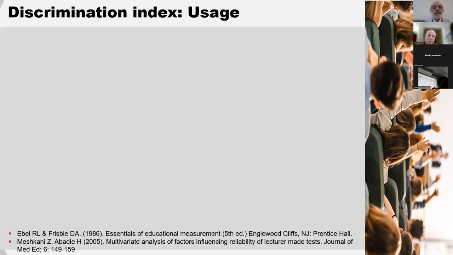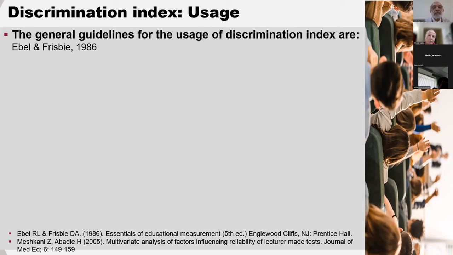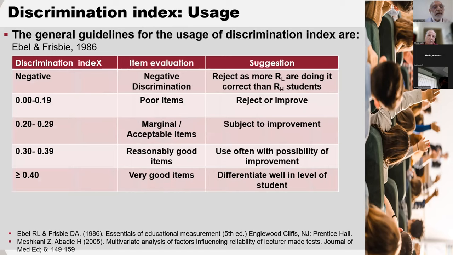So how to use the discrimination index? The general guidelines: if the discrimination index is negative, that item should not be used, it should be rejected, as more lower group students than higher group students are answering correctly. If it is up to 0.19, these are poor items and they should either be rejected or improved. If it is 0.2 to 0.29, then this is marginal.